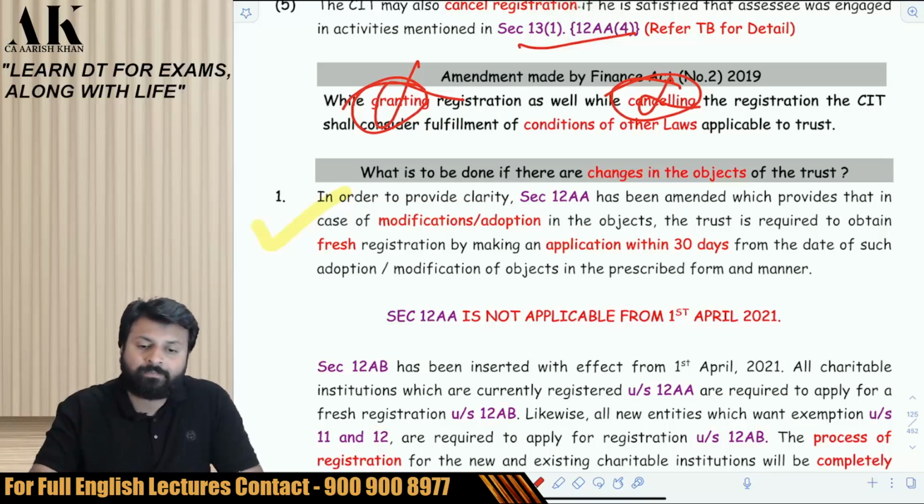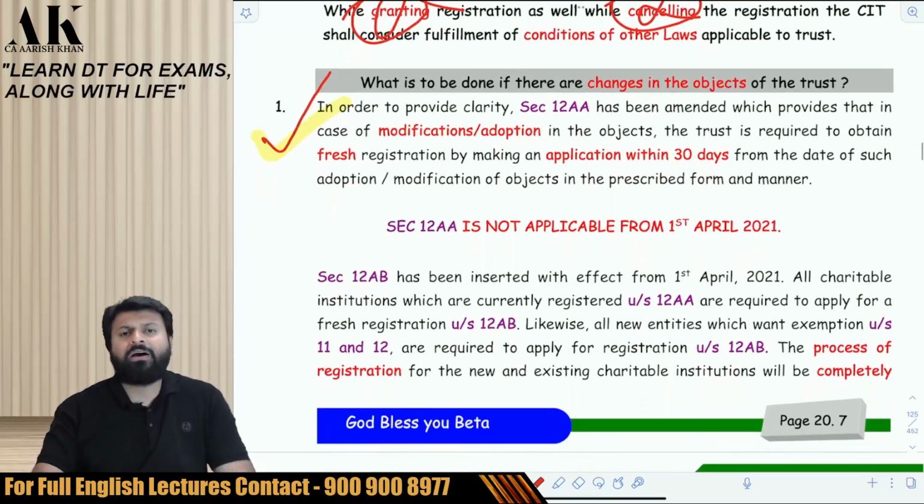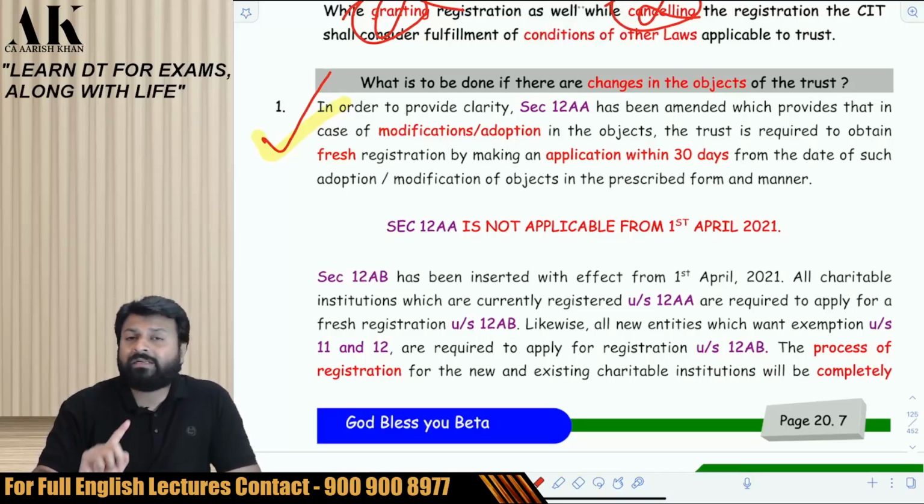Last but not least over here, if a trust changes its object, then what is the duty of the trust? If a trust in future changes its objects, then it is the duty of the trust to, listen carefully, make a fresh application within 30 days from the change of the object to apply for a what? To apply for a fresh registration. It is the duty of the trust to make a fresh application.